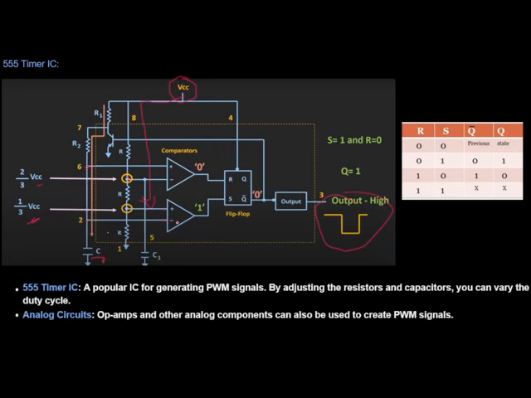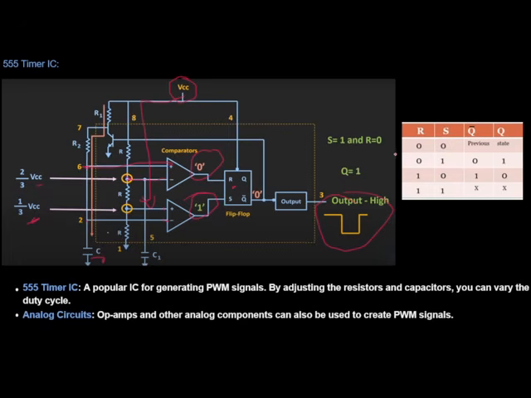Since positive is greater than the negative, what does the comparator do? I have explained on the previous slide that it will give the high value, and high value is the 1. Similarly, here the 0 is at the positive and at the negative we have 2 by 3 VCC. That means here the positive is less than the negative, so at the output we will get 0. Now at the R side we have 0, at the S side we have 1. So here you can see what will be the output.